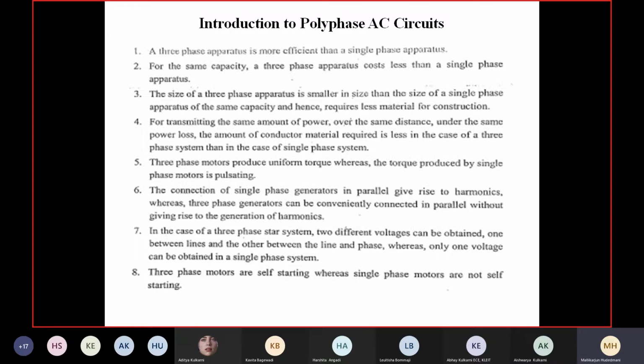Now we will try to understand what are all the meritorious features that the three-phase AC system possesses in comparison to other systems. The others here are single phase first and polyphase later. Let us see, this is one of the important questions you may get. So, three-phase apparatus is more efficient than single-phase apparatus.